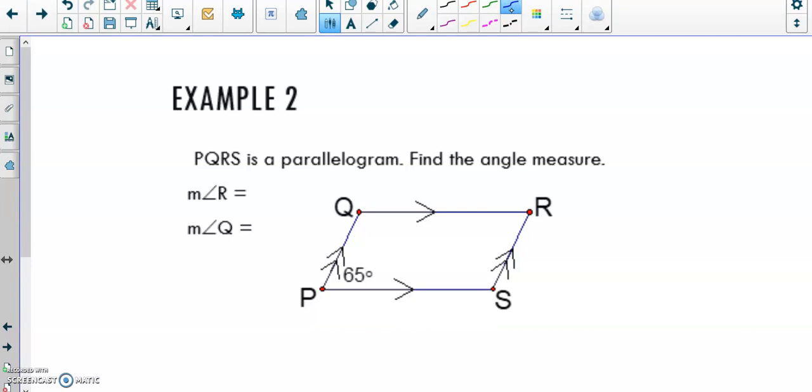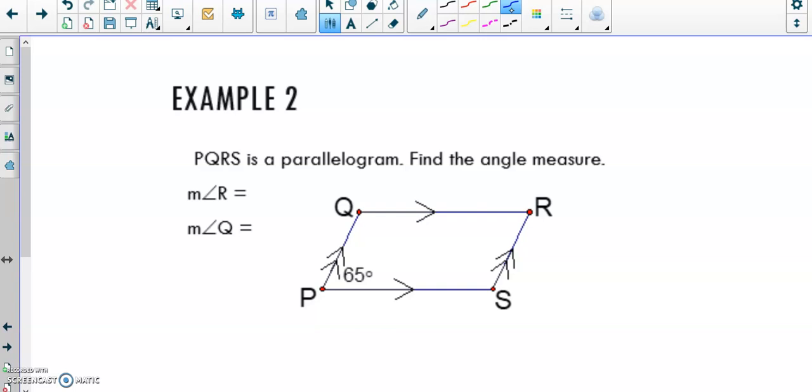So remember that there's two theorems about the angles in a parallelogram. One is that opposite angles are congruent. The other is that consecutive angles are supplementary. Congruent means they're exactly the same. Supplementary means they add up to be 180.